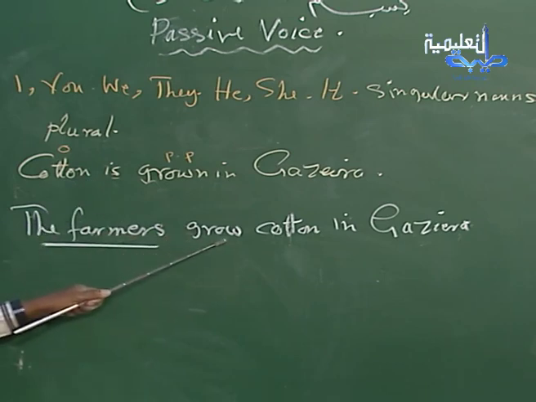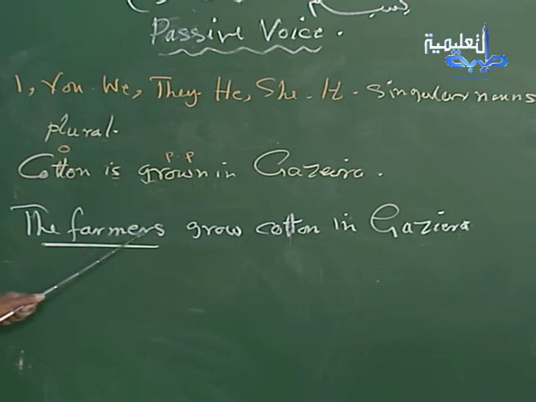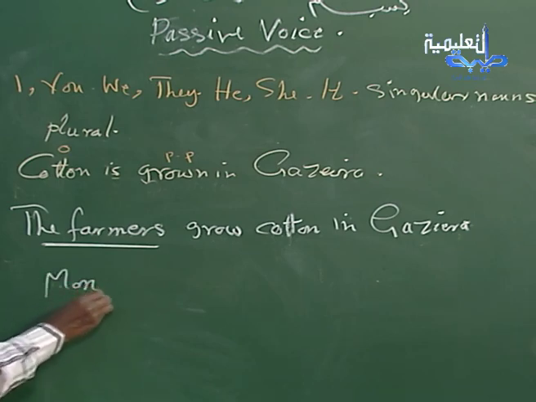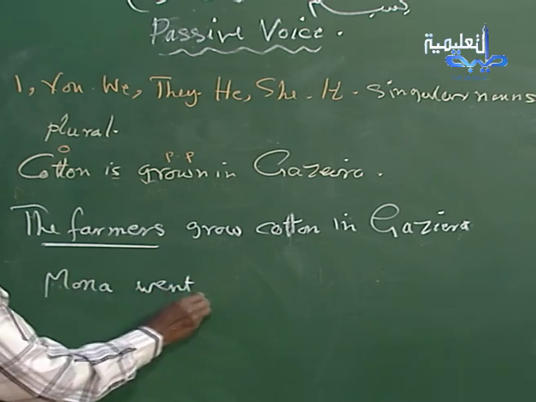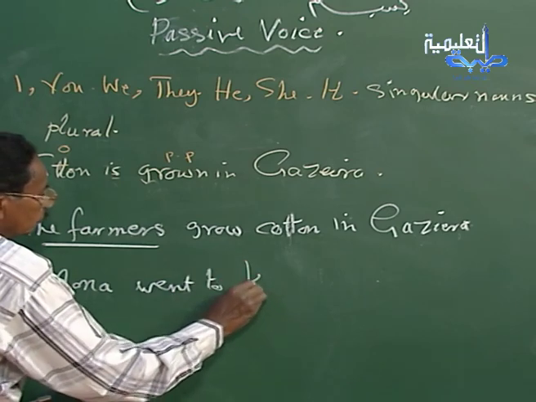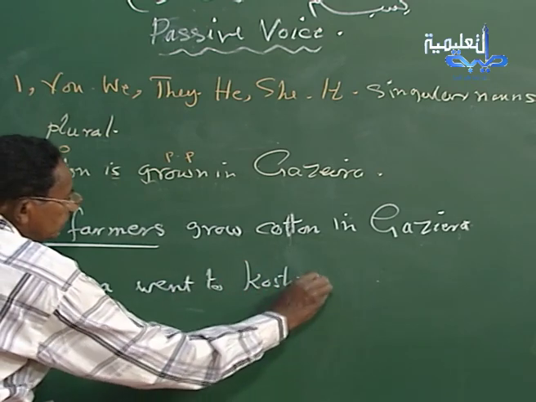This is present simple. Why? Because after the farmers, the verb is infinitive. In the present simple, after the plurals, the verb will be infinitive. Farmers is plural. After them, the verb is infinitive. So we say cotton is grown in the Jazeera. For example, when we say, Muna went to Kosti yesterday.